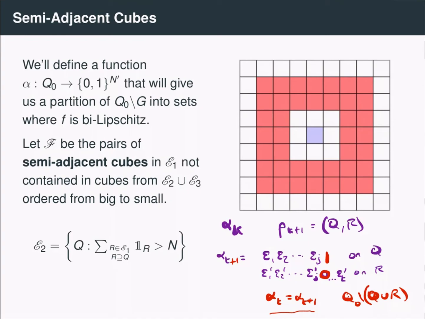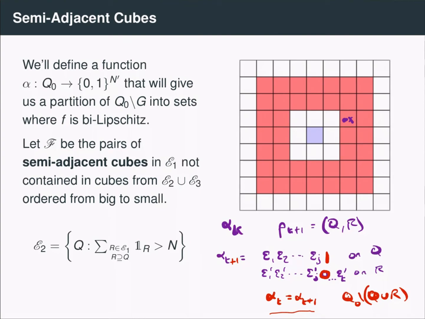So in general, what we're doing is adjusting the sequences on different dyadic cubes as we go so that no points inside any pair of semi-adjacent cubes in the collection curly F will have the same strings of digits at the end. So another thing to observe is that for any fixed point x in our construction, the word alpha k at x will only change a bounded number of times.